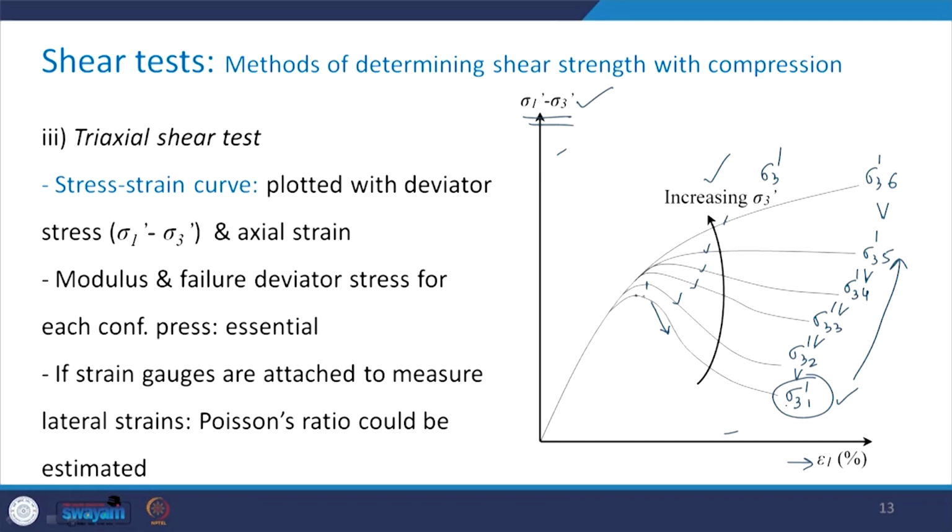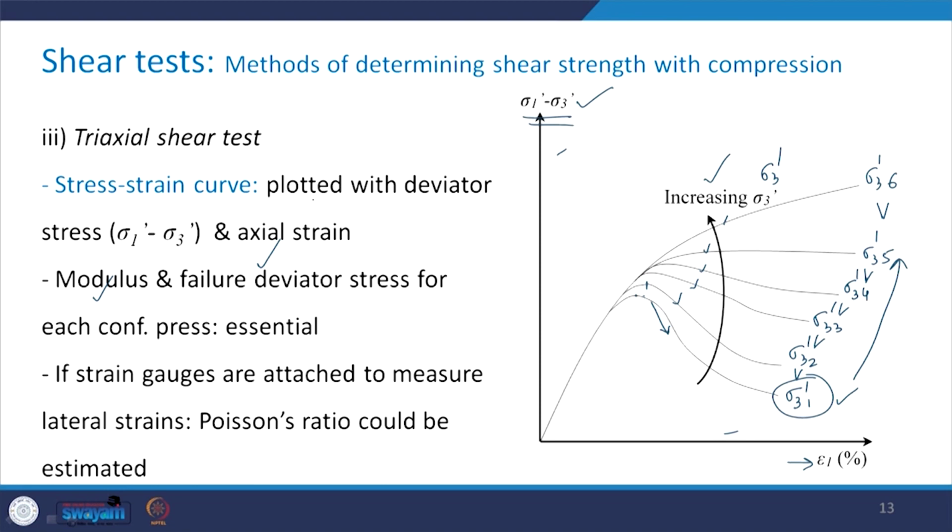You had 3 kinds of modulus, E T 50, E T and E naught, which is the initial tangent modulus, and you know how to determine that. So for each confining pressure, we can get the modulus and the failure deviatoric stress.